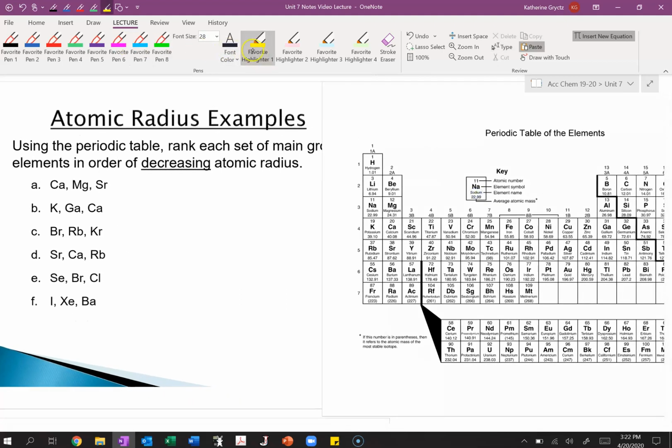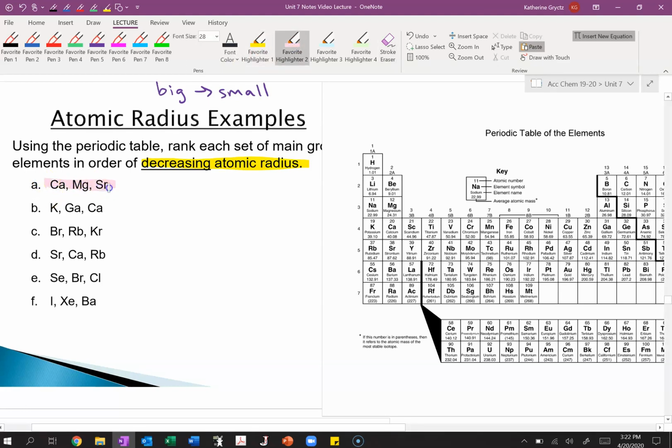Okay, this one asks us to rank them in order of decreasing atomic radius. So the first thing when you do this is to make sure you understand what that means. Decreasing means we're going to go big to small. That's the order that we want to rank them in. So we're going to find these 3 atoms in each set and see if we can rank them.